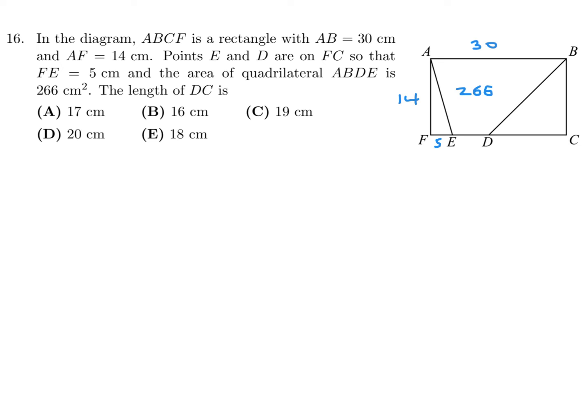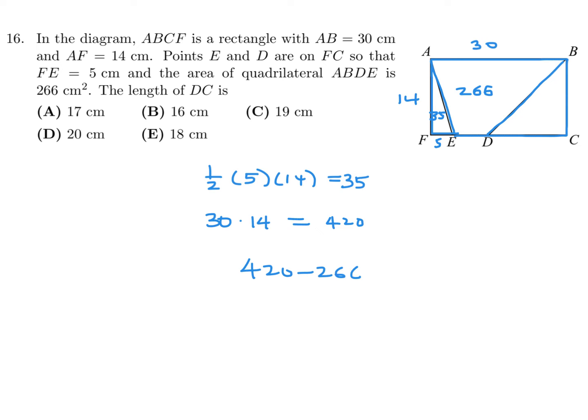First, let's figure out the area of this little triangle in here. That guy. It's basically 1/2 base times height. Base is 5, height is 14. So I believe that looks like 35 to me. So put 35 in here. And then the entire rectangle, that is going to be 30 times 14 in terms of its area. And 30 times 14 is 420. So to figure out this guy, I would have to take the 420 and subtract from it that 266 and that 35. And when I do, I think I get 119.